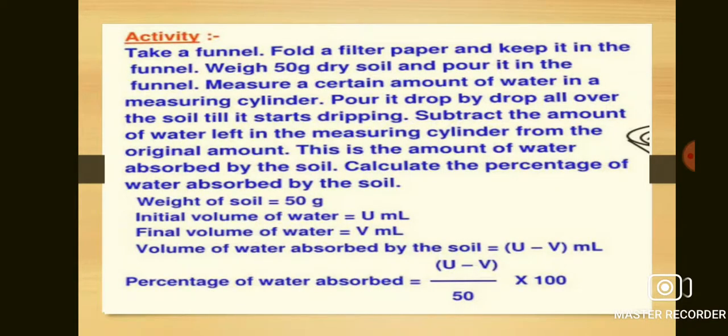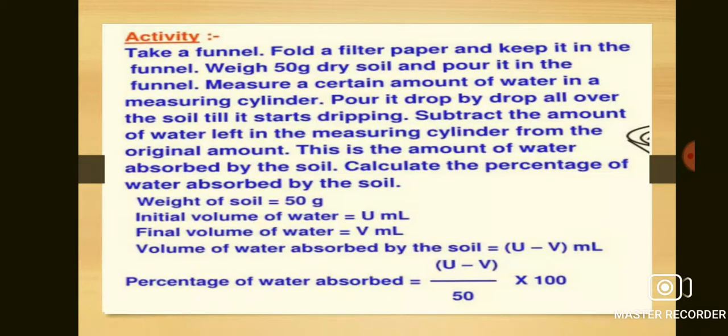Now let us go through another activity. Take a funnel, fold a filter paper and keep it in the funnel. Weigh 50 grams dry soil and pour it in the funnel. Measure a certain amount of water in a measuring cylinder. Pour it drop by drop all over the soil till it starts dripping.